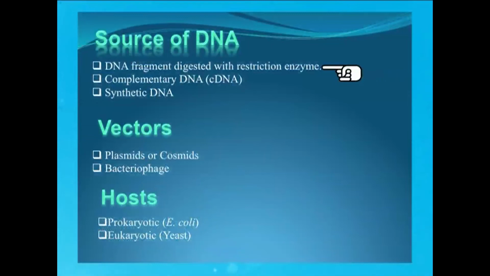Now, the source of the DNA can be a DNA fragment digested with restriction enzyme, or it can be a complementary DNA, or sometimes it may be synthetic DNA. Vectors can be plasmids, cosmids, or bacteriophage, and hosts can be prokaryotic cells as well as eukaryotic cells. Now we come to plasmids.